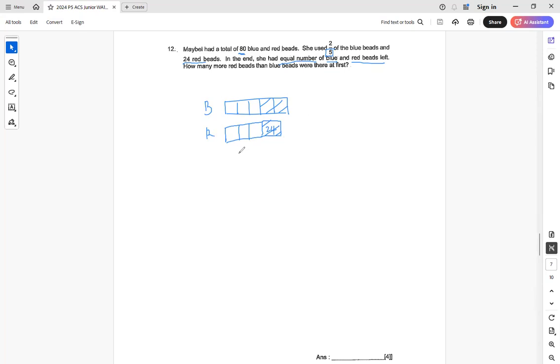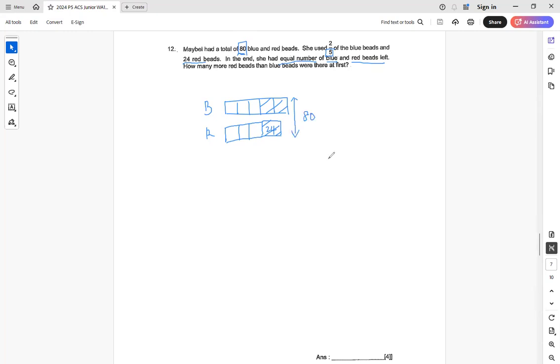Now actually I have drawn the total already. Total for blue at first will be 5 units. Total for red at first must be the 3 remaining and the 24 that she has used. Now I can label the total 80 already. So everything in this model now is 80.